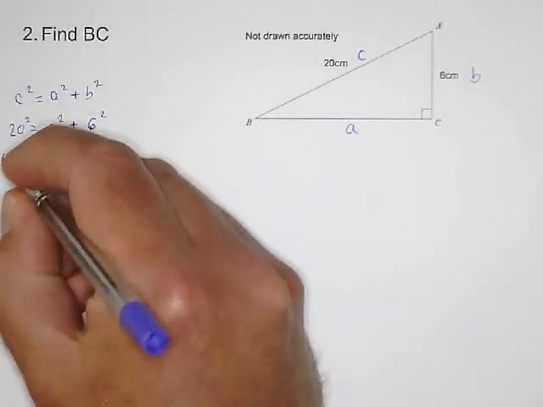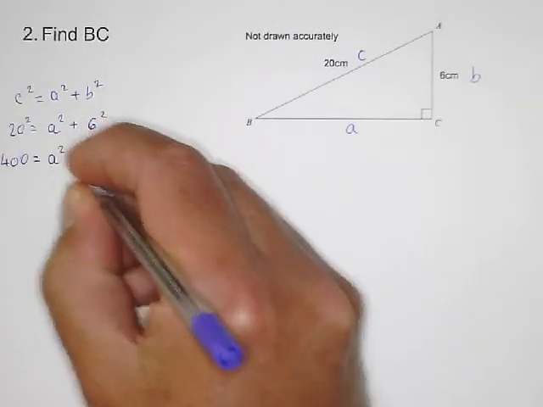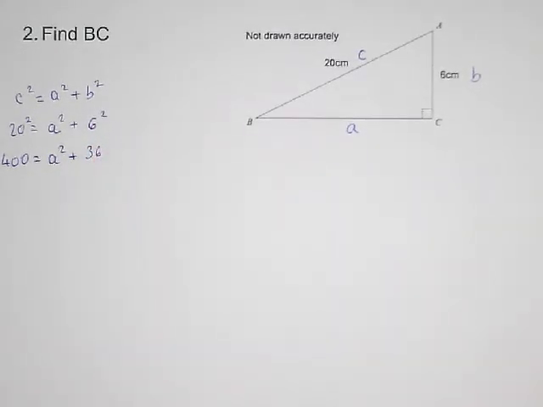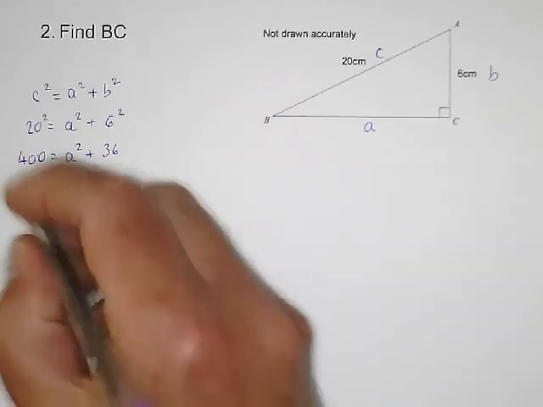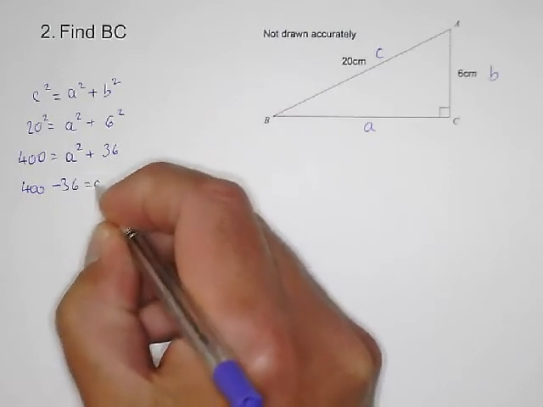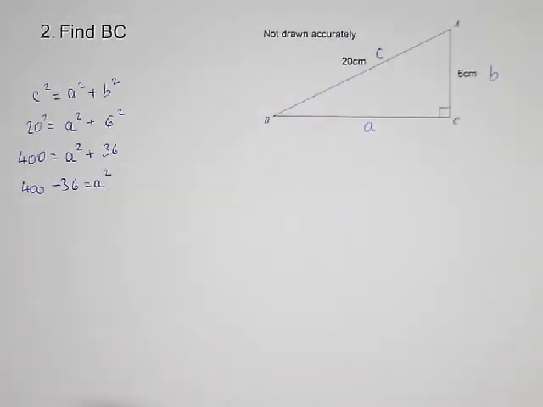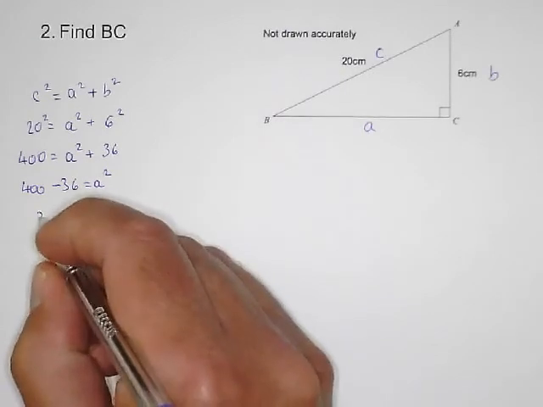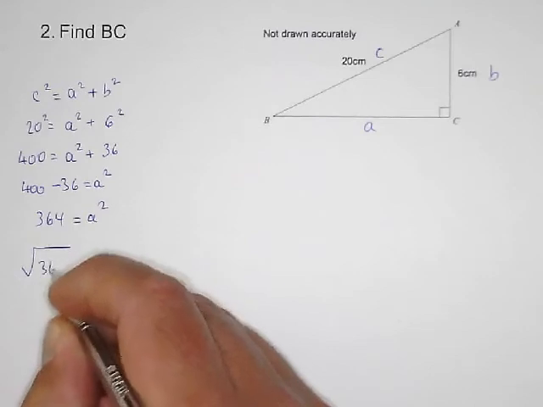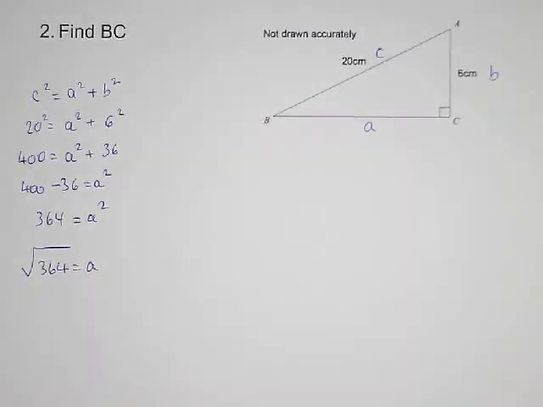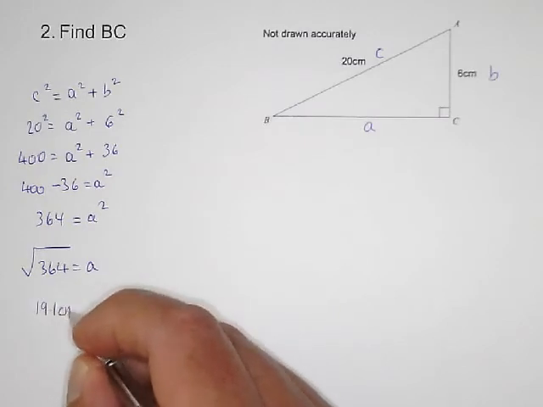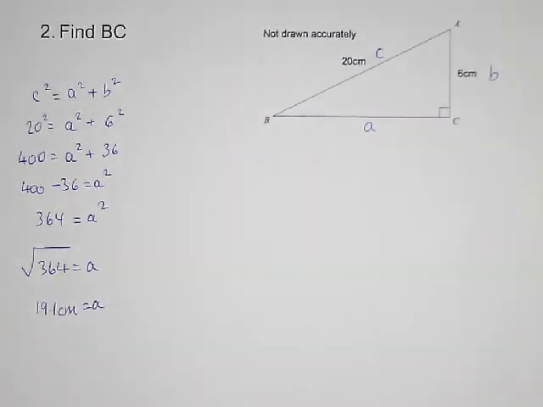Using your calculator, 20 squared is 400 and 6 squared is 36. A little bit of rearranging now. We have 400 take away 36 equals A squared. That gives us a grand total of 364 equals A squared. And the final step is to square root. If we do this with our calculator, it is going to give us 19.1 centimeters to 1 decimal place.